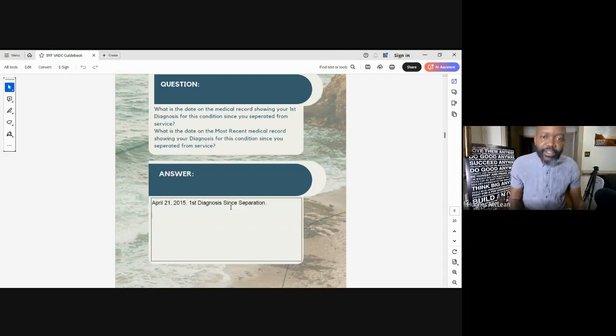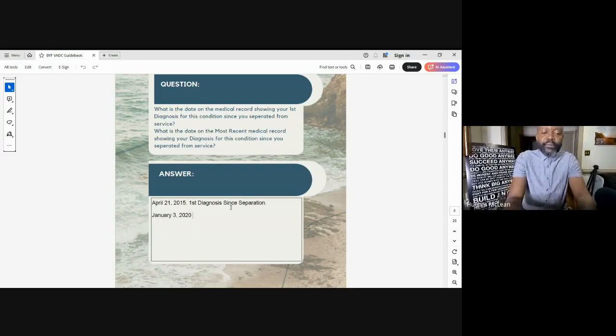What is the date on the most recent medical record showing your diagnosis for this condition since you separated? It's 2020 when we're filing this. So let's say it's March 2020. We just went to the doctor in January. So we'll say January 3rd, 2020, most recent diagnosis.